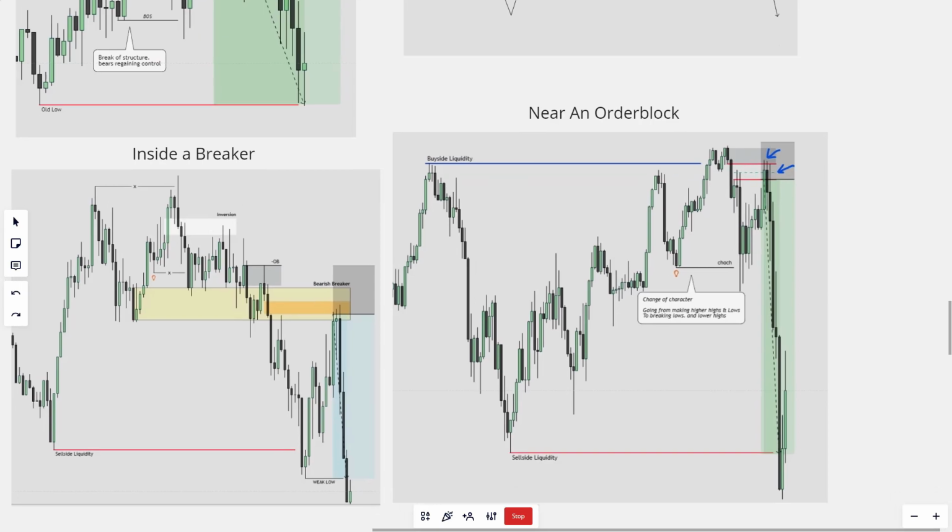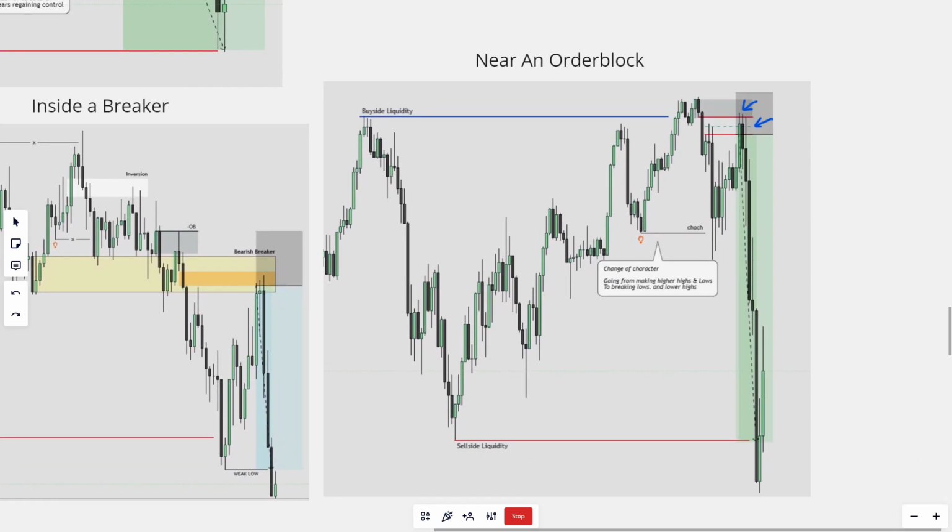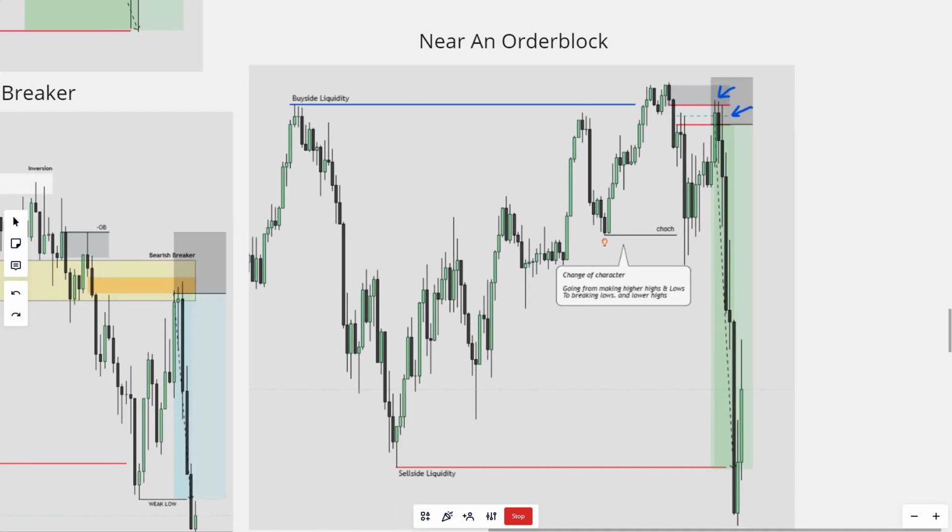So this is overall what I mean. As you can see, price comes down, breaks lower. We have a fair value gap right here, and just above that, we have a last up close candle. That's your order block right here. These last up close candles are your order block.